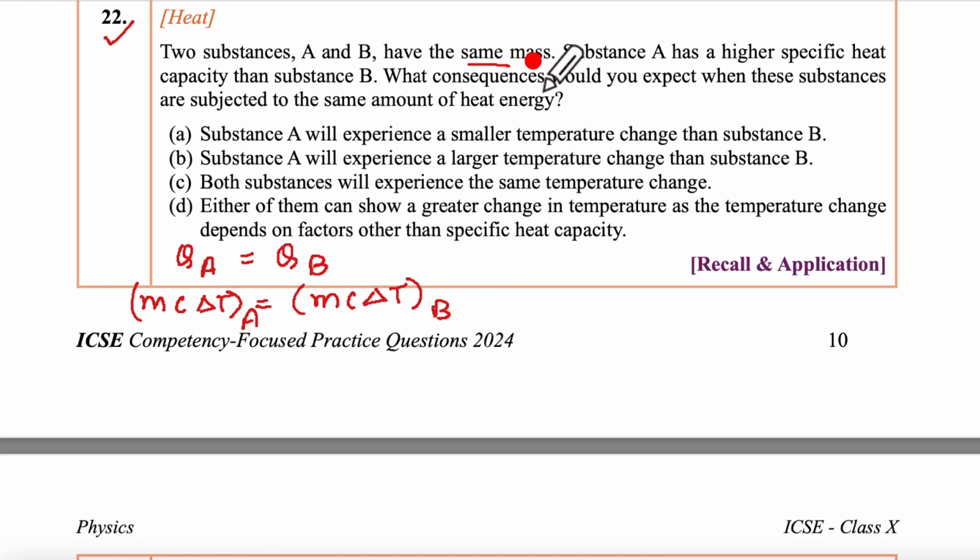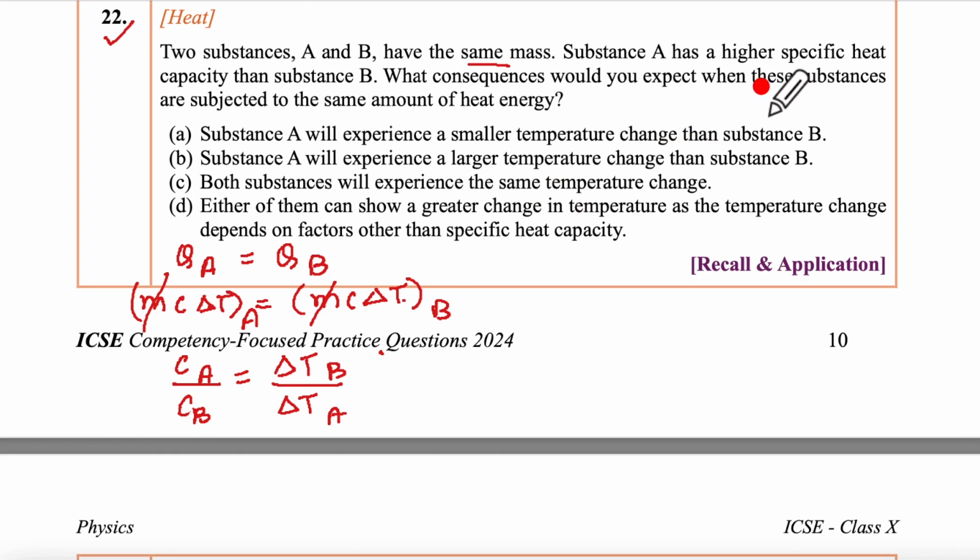They are saying they have the same mass. So the mass and mass will get cancelled. And substance A has a higher specific heat capacity than B. So if I have specific heat capacity of A upon specific heat capacity of B, then I will have delta T of B staying here and delta T of A comes this side. So it will be delta T of A.